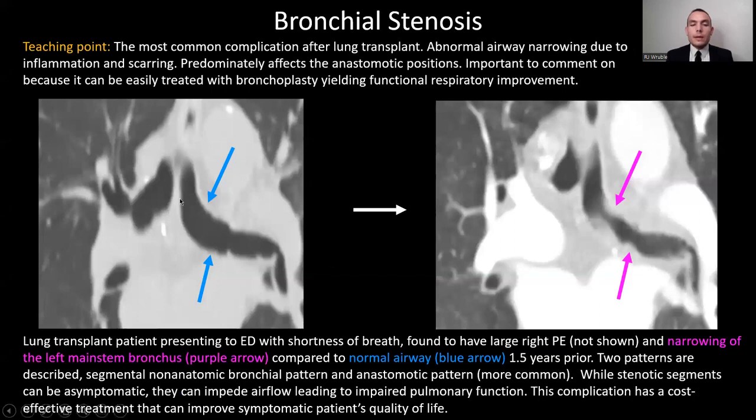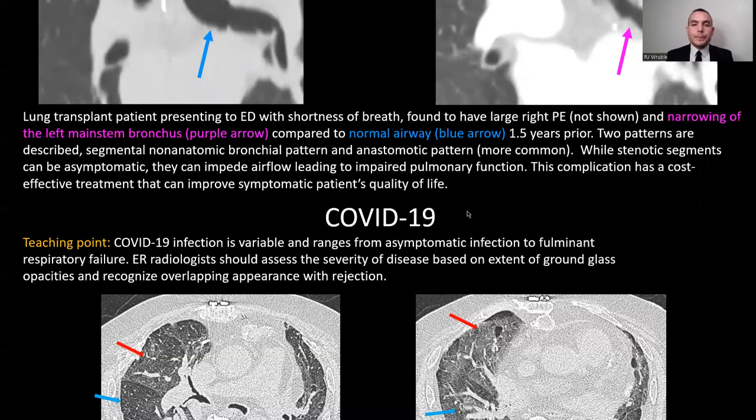Here on screen left is a coronal CT zoomed in on the left mainstem bronchus, which is nice and wide open, patent, no obstructions, and this was the patient's prior. And here they are on screen right, presenting with acute worsening shortness of breath, found to have a large PE, which is not shown, although also incidentally found to have some endoluminal narrowing due to inflammation and scarring here at the anastomotic site due to bronchial stenosis.